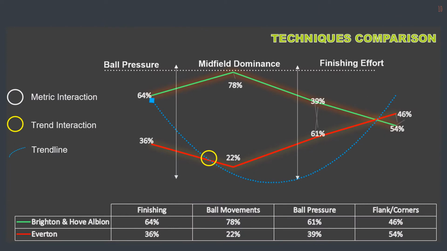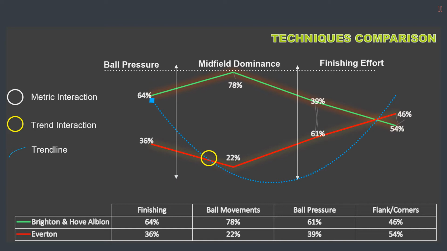We have a metric junction in white and a trend junction in yellow for measuring technology insights. Before beginning, remember that blue trendline and yellow trend interaction can only coexist with this metric measurement if there is no further interference.